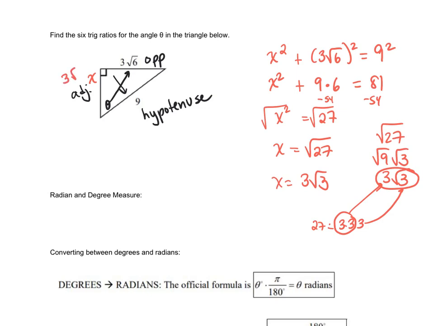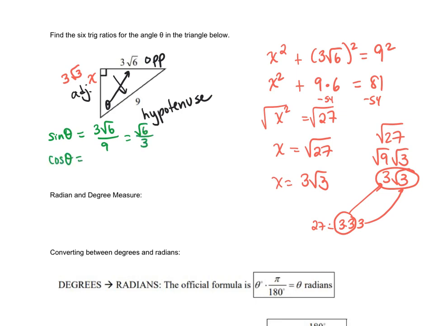So now we have all the sides, so now we can find our ratios. The sine of theta is going to equal the opposite over hypotenuse. So that's 3 radical 6 over 9, which is radical 6 over 3.